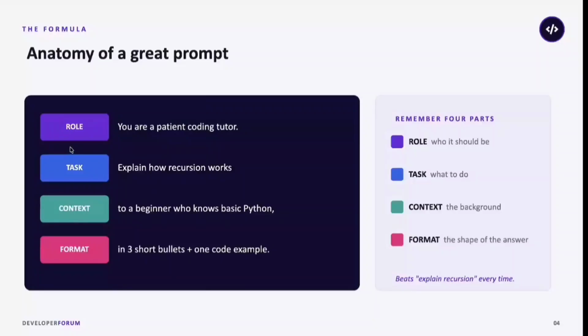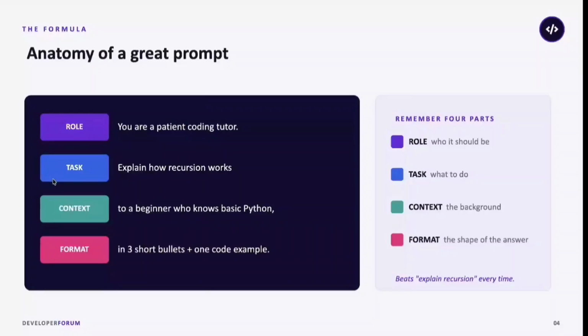Role: you are telling the model who it should be. For example, you are telling it you are a patient coding tutor or you are an experienced technical writer. This will set the tone and the expertise level of the answer, and the model will now provide you an answer based on that role. Think of it like you have hired somebody for your company's particular position as a manager or as a technical person. That person will only do the work as per the role assigned to them. Similarly, the model will now act as per the role only.